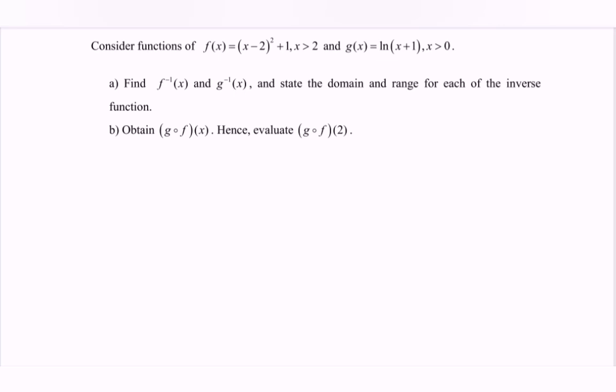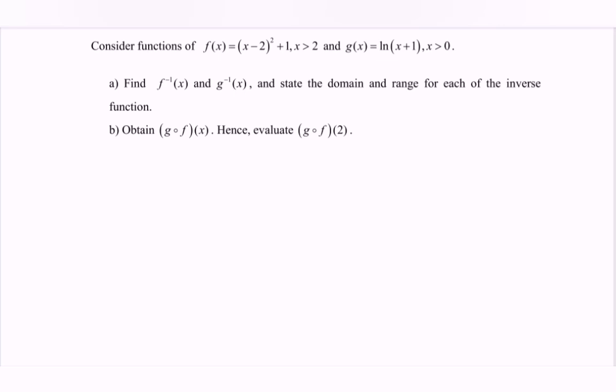Consider the function f(x) = (x − 2)² + 1, where x > 2, and for the function g(x) we have ln(x + 1), where x > 0. Kindly refer to question A. Find the f inverse and also the g inverse.